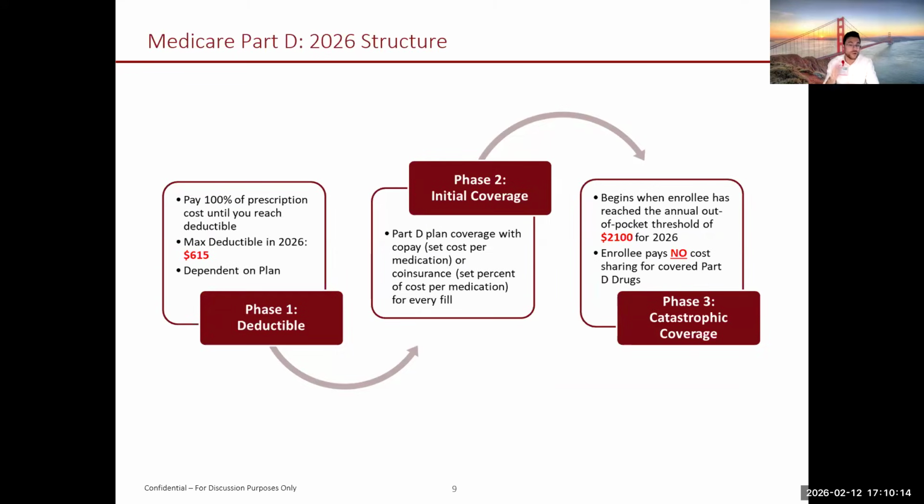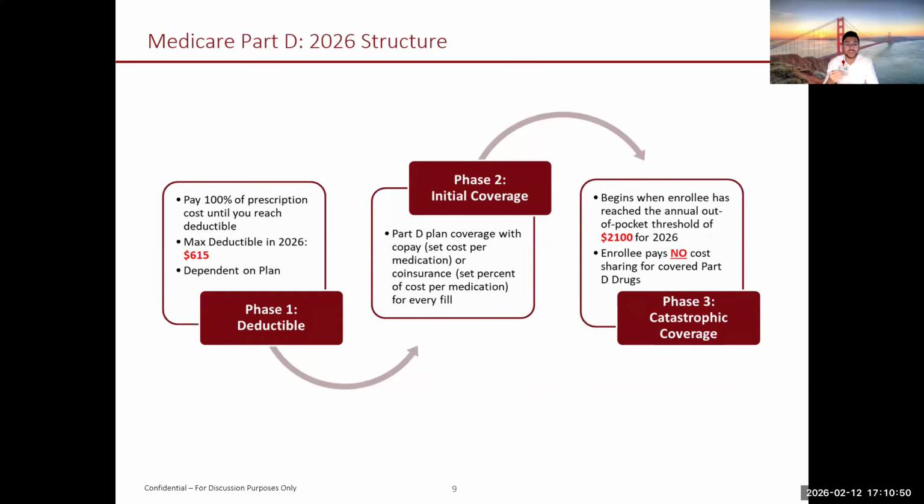Now, the deductible really only applies to brand name drugs. So if you have only generic drugs, you probably never had to pay your deductible. But if you have brand name drugs, you would first have to pay your deductible, and then you would move into the second phase. That's initial coverage. And that basically refers to whatever coverage your plan provides. So if your plan has a flat copay, meaning every drug in this tier, let's say tier 3, is $45 per month, that's what your coverage is after the deductible.